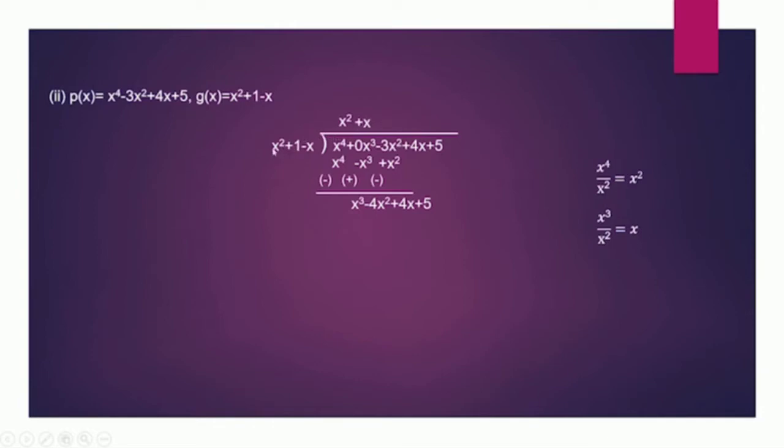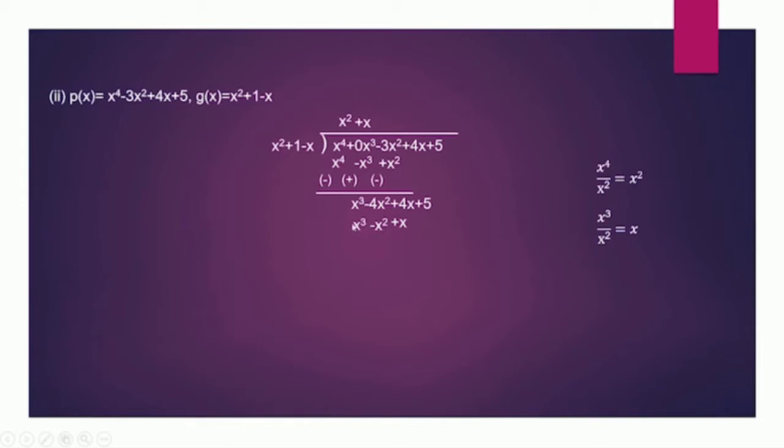Now multiplying x into x square, we will get x cube, and next term x into minus x, we will get minus x square, and x into 1, we will get plus x itself. Okay, now we subtract this term from this polynomial.